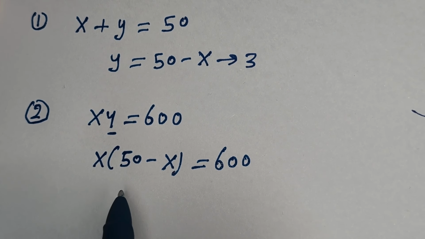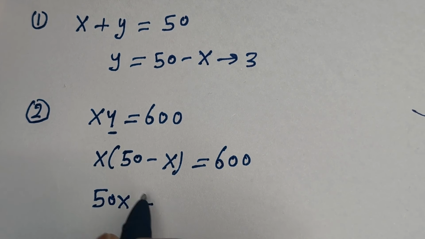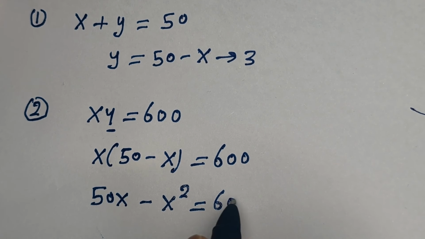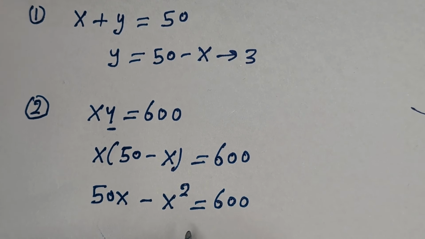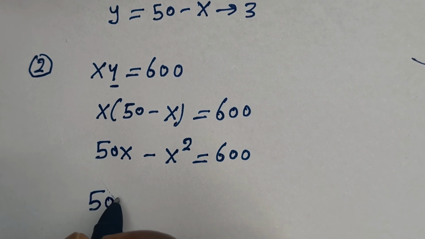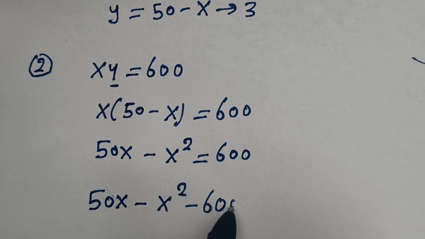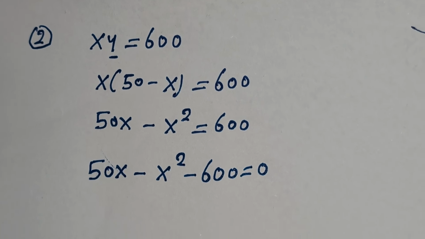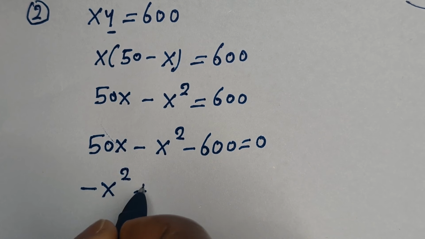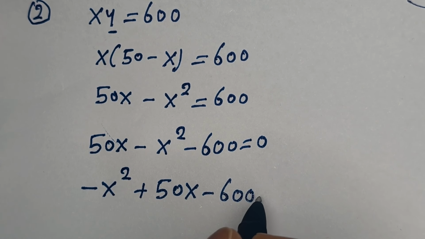Let us open the bracket. x multiplied by 50 is 50x, minus x multiplied by x, x squared, is equal to 600. Let us equate everything to 0 by bringing this 600 to this side. 50x minus x squared minus 600 is equal to 0. Now let's put this in standard form. We have minus x squared plus 50x minus 600 is equal to 0.